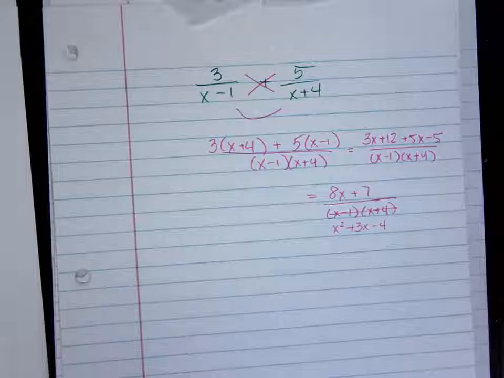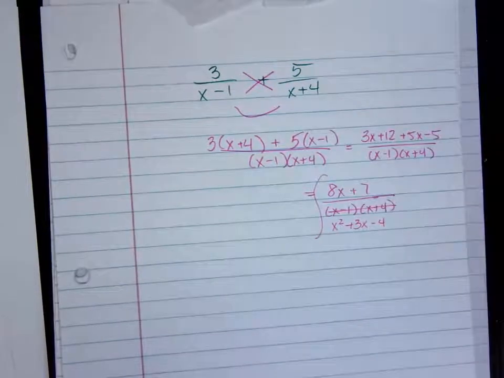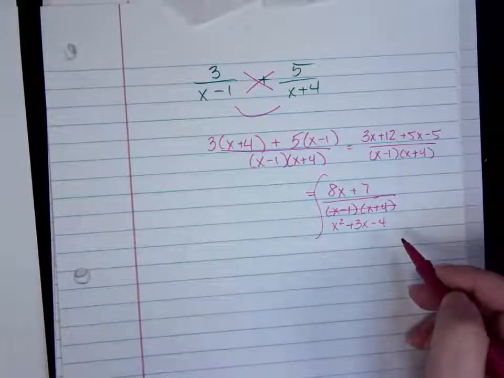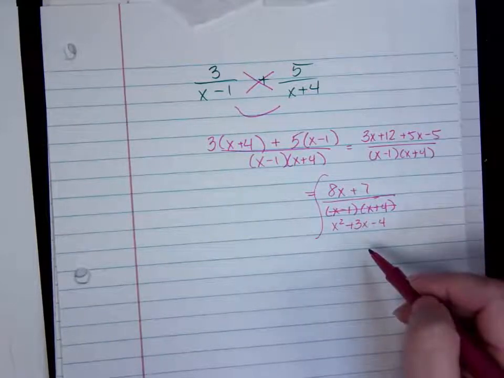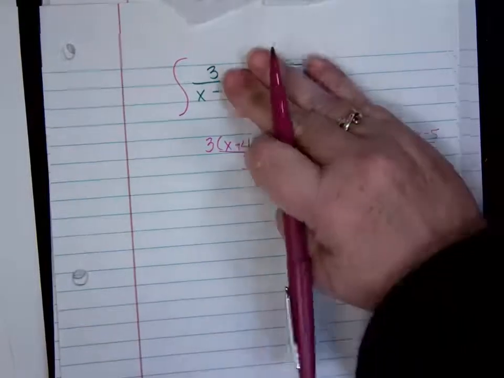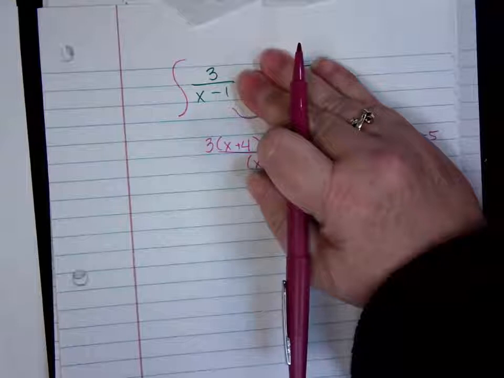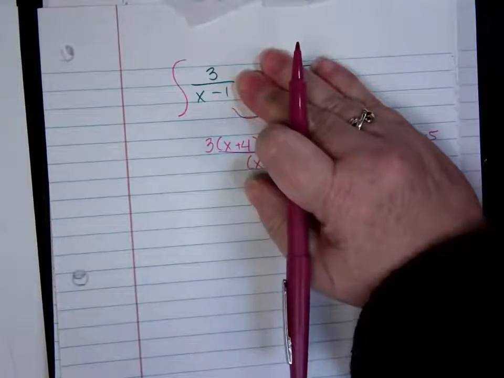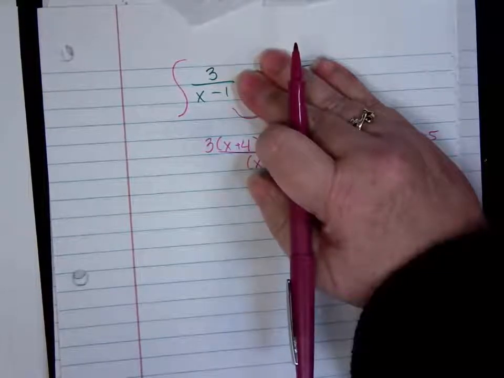Now, I have a fraction. If I had to integrate that, is the top the derivative of the bottom? No, it's not. So I can't integrate it like this. However, I can integrate it like this, because that right there is the top the derivative of the bottom. Well, not exactly, but I could move the 3 out and make it the derivative of the bottom. Does that make sense? Yes.